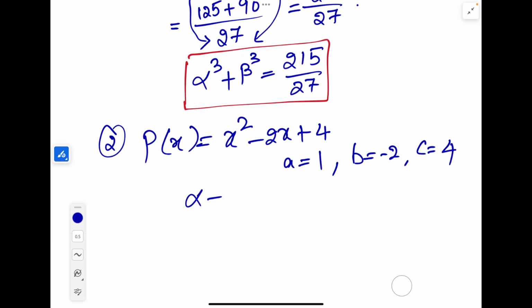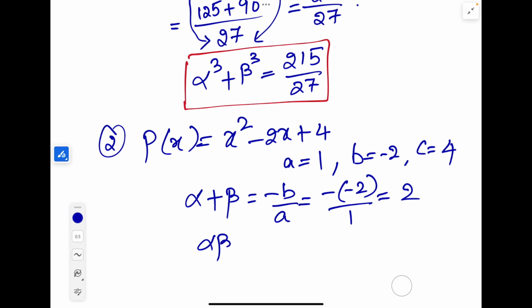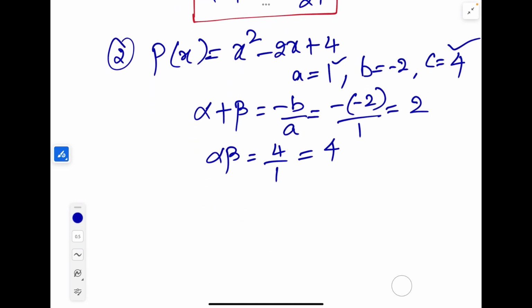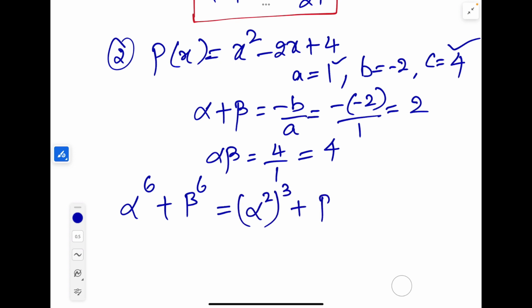Okay, now sum of zeros, alpha plus beta is minus b by a, which is minus of minus 2 by 1, which is 2. Alpha beta is c by a. What is our c? 4 by a is 1. 4 by 1 is 4. Now see here children, we want alpha power 6 plus beta power 6, right? Can we write alpha power 6 plus beta power 6 as alpha square whole cube plus beta square whole cube?